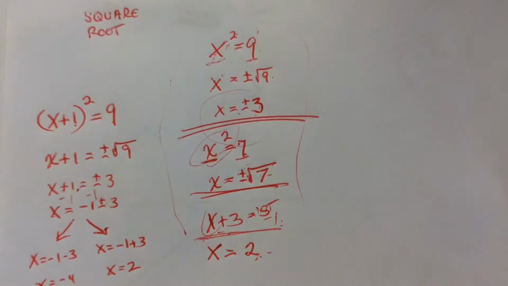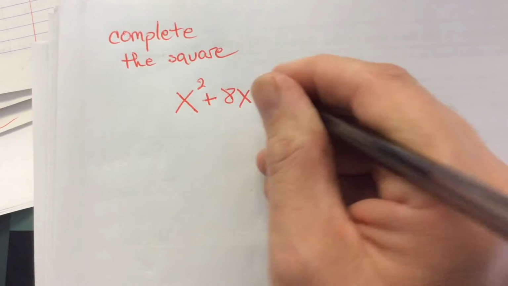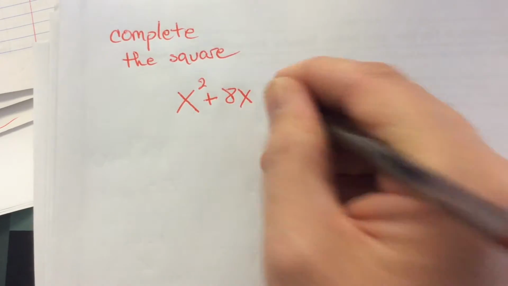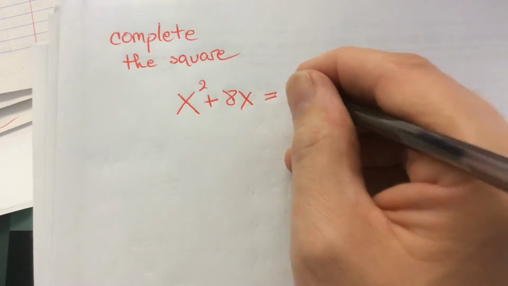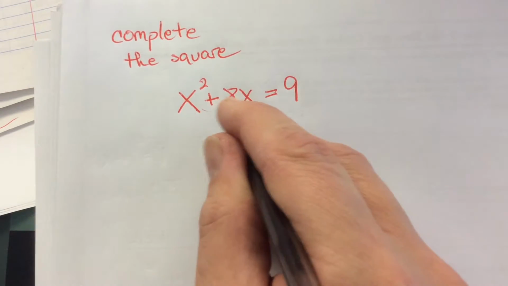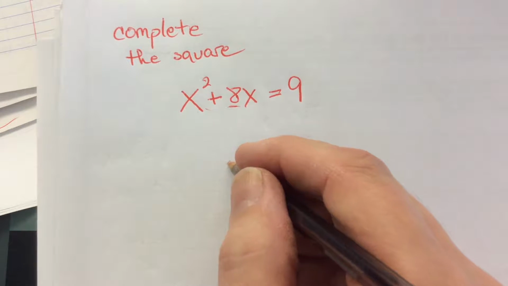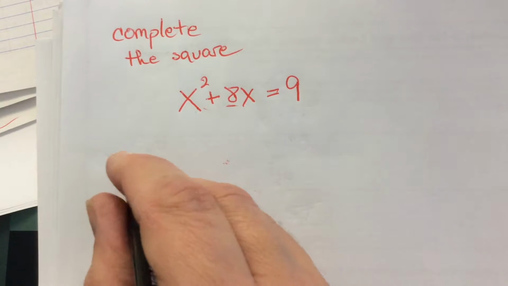So what does that look like? Well, it looks like this. If we want to complete the square, x squared plus 8x is equal to 9. How would I complete this square? Well, I would take this number here and split it in half and then square it. What does that picture look like?